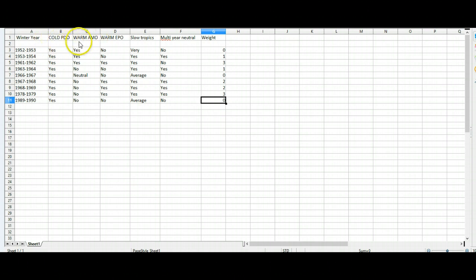Then I was looking for a warm AMO because that's what we're in now. So I was looking for years with those, and you can see that not all of them have it, but I'll get to how I weighted things in the end here. Also in the Pacific, we're now in a relatively warm EPO, Eastern Pacific Oscillation, so I was looking for those years as well, and slow tropical seasons. I was also looking for multi-year neutral ENSOs. What that means is, is this the second or third year of a neutral ENSO? Last year was a neutral. Looks like we're going into a neutral this year. Could be a very weak El Nino, but for comparative purposes, neutral.